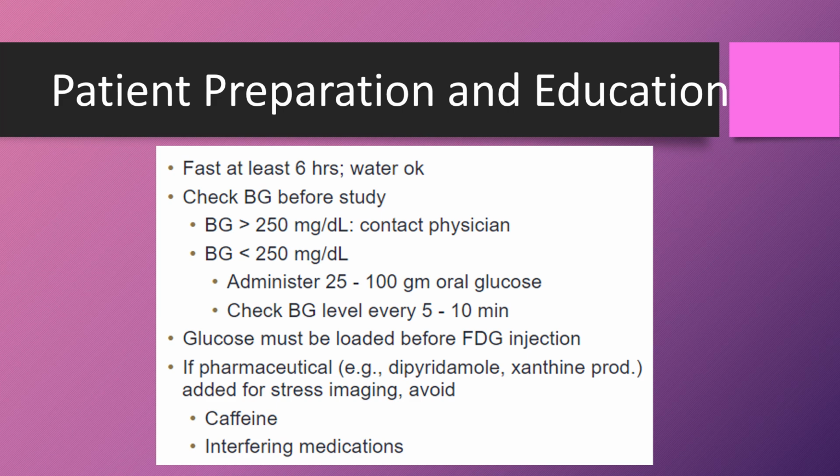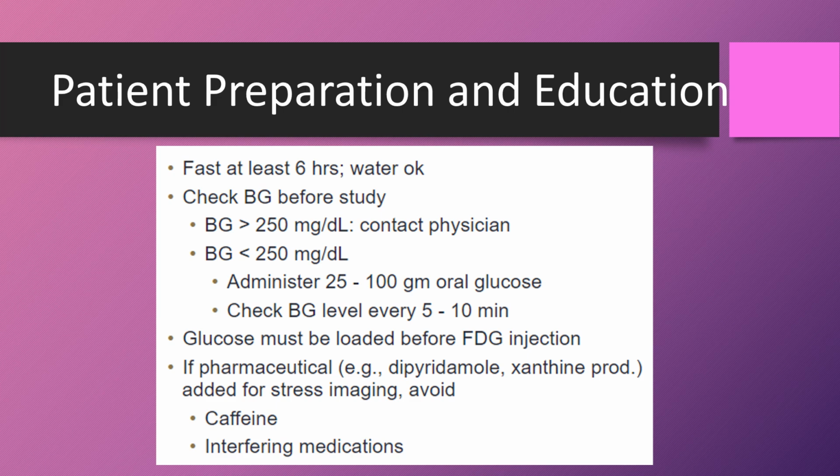If the blood glucose is greater than 250 milligrams per deciliter, it's important to contact the physician. The patient may not be able to be done that day. Some may administer a little bit of insulin. If the blood glucose is less than 250, then you can administer 25 to 100 grams of oral glucose per protocol, and then check the blood glucose levels every 5 to 10 minutes.